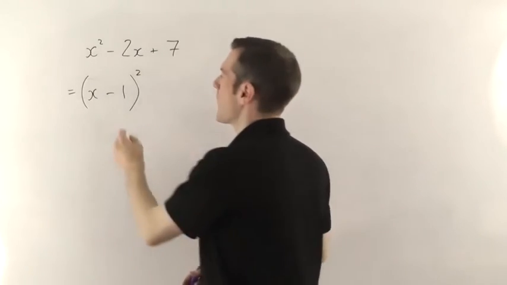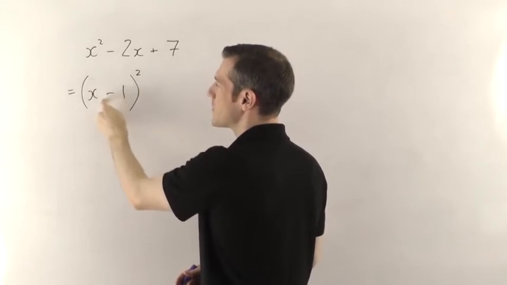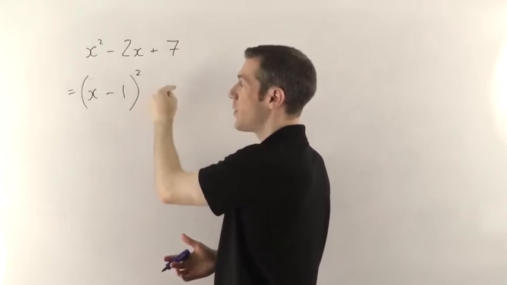Then I think to myself, when I do the FOIL expansion for the bracket squared here, I'm going to be squaring this minus 1, and that's going to pop out the end.